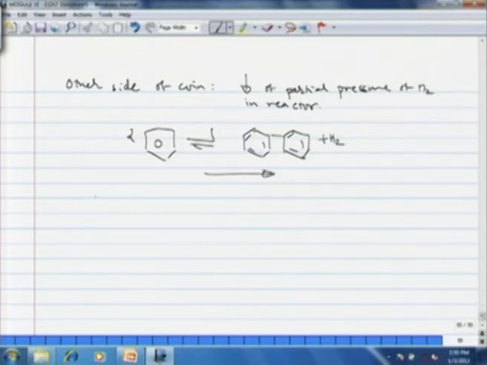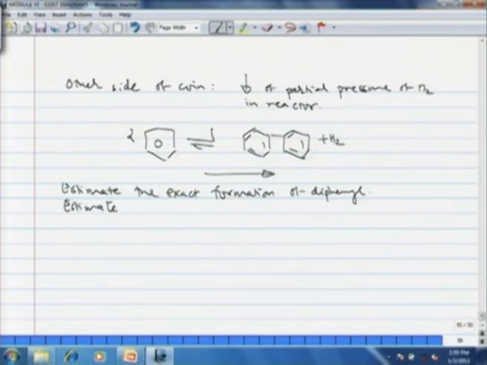Therefore, it is essential to verify experimentally that operation with 3:1 H2 aromatics ratio is possible before detailed design studies are undertaken. We have to estimate the exact formation of diphenyl, and also the conversion that will occur in case the hydrogen is reduced.